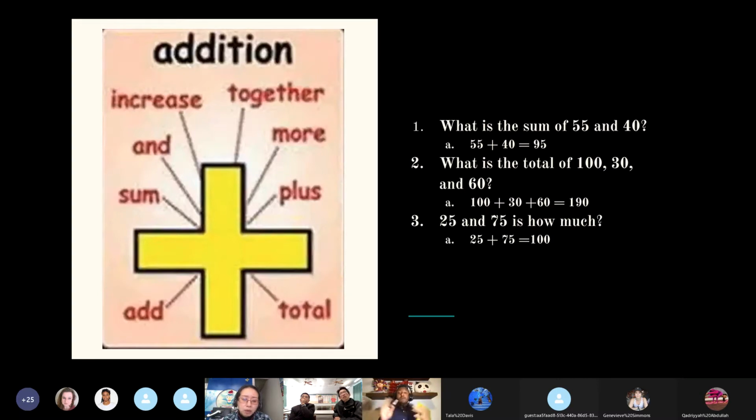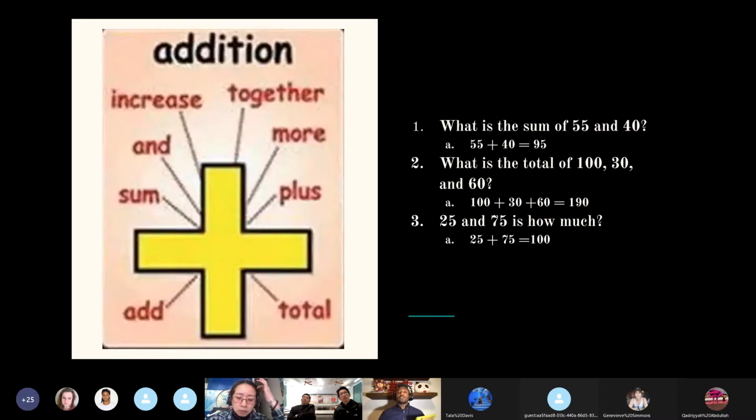But I would say if you're in most math classes, what is most commonly said is that it would be 55 plus 40 equals 95. So the second problem here that we have, what is the total of 100, 30, and 60? So again, using that word total is a way to ask you to add these numbers together. So again, we have 100 plus 30 plus 60 equals 190.